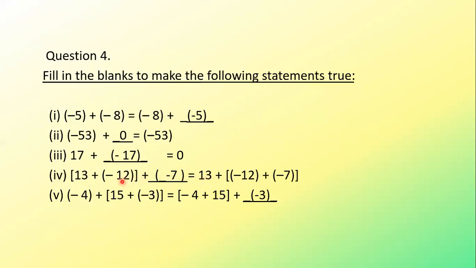Here the first question, LHS means the left side of equation, the association is made of the first and second integer, and RHS, the right side of equation, the association is made of the second and third integer, but the sum will remain the same. Next question is also based on the same property, associativity only. Here the association of second and third integer is there. That is 15 plus minus 3. To that we will be adding the first integer minus 4. But in RHS, the association is made of the first and second integer.